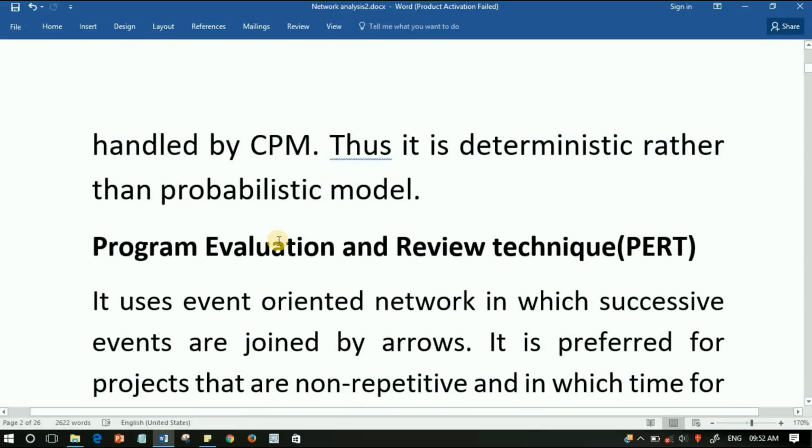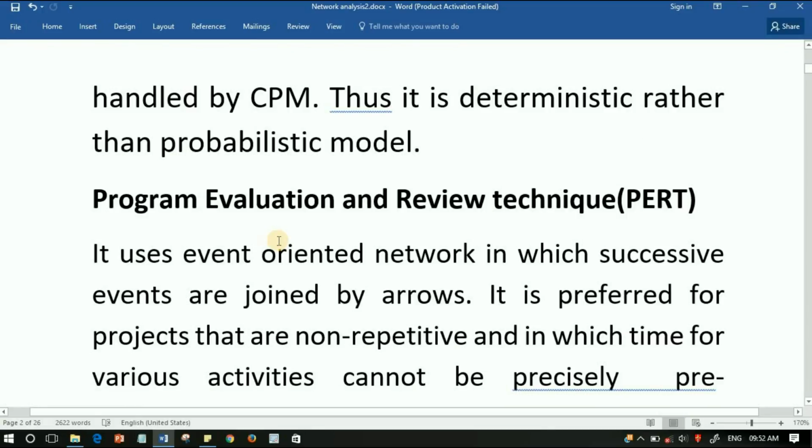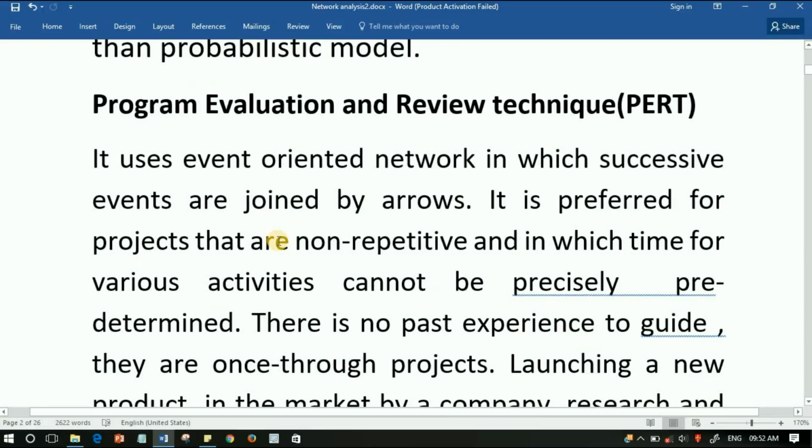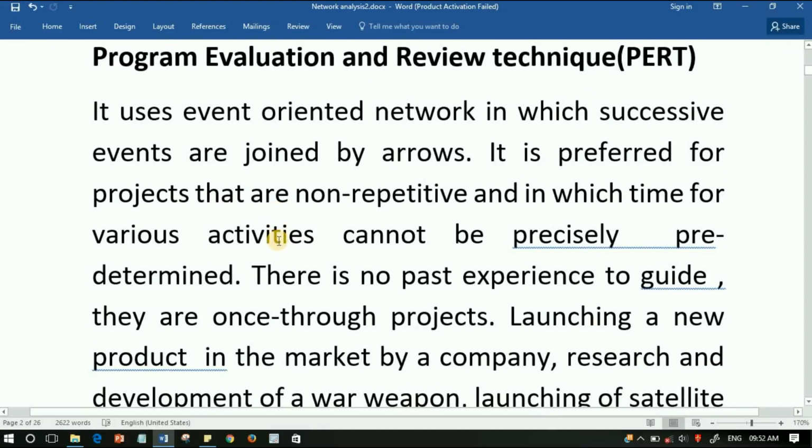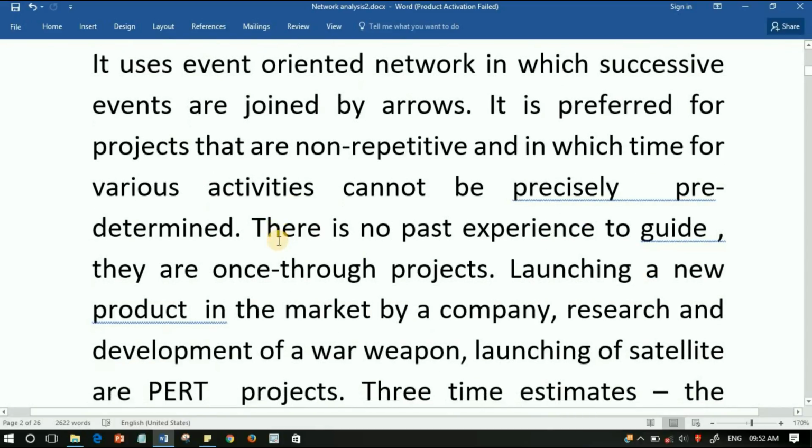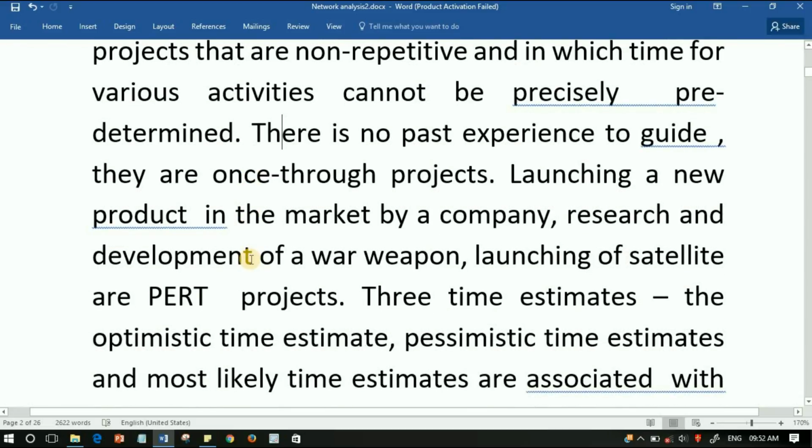Second, we are going to discuss the program evaluation and review technique, also known as PERT. It uses an event-oriented network in which successive events are joined by arrows. It is preferred for projects that are non-repetitive and in which the time for various activities cannot be precisely predetermined. There is no past experience to guide one through such projects. Launching a new product in the market by a company, research and development projects of a war weapon, and launching a satellite are PERT projects.